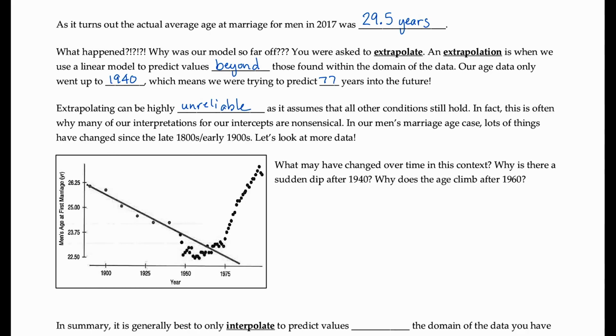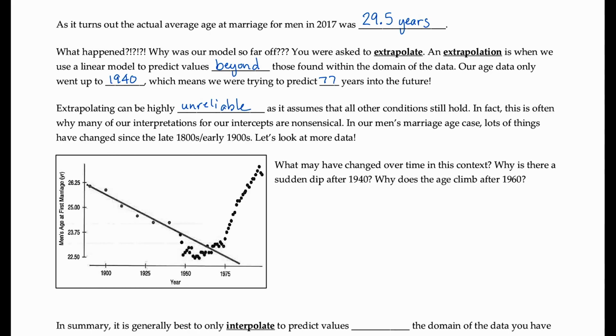And so this is actually why a lot of our intercepts, when we interpret them, are complete nonsense, because usually our explanatory variable at 0 is not part of our data sets. That's talking about newborn babies. That's talking about when there's a shoe size of 0, things of those weird natures that just don't make sense.